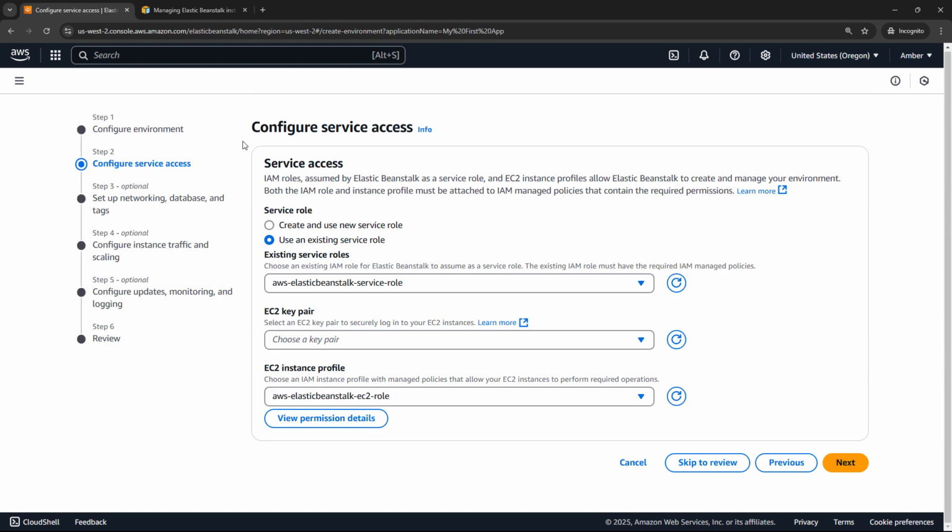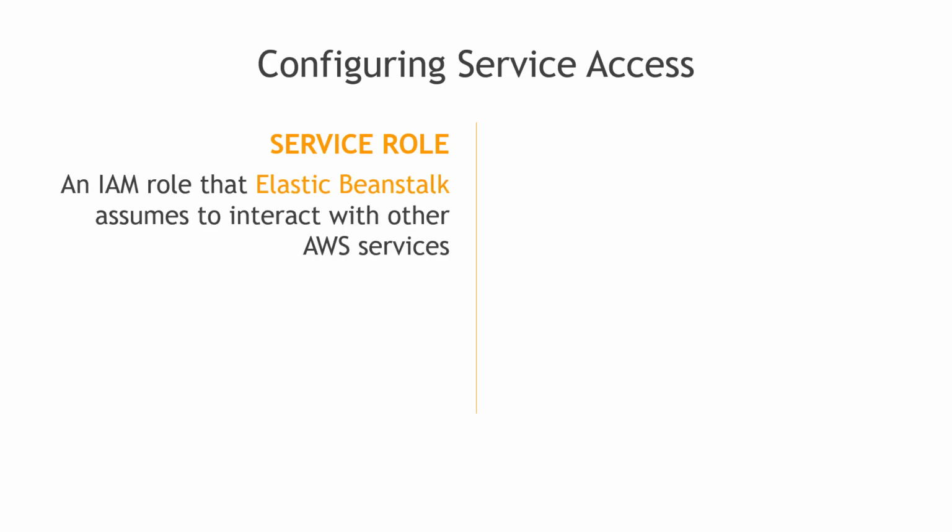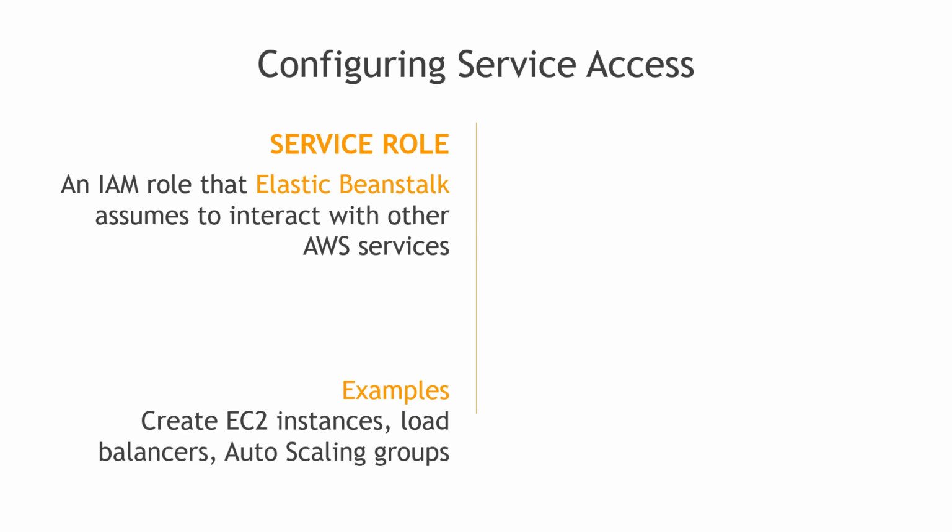Okay, now we need to configure service access. And this is where things can get a little bit confusing. So we need to talk about service role and the EC2 instance profile. The service role is an IAM role that Elastic Beanstalk assumes to interact with other AWS services. So for example, Elastic Beanstalk will need to create EC2 instances and load balancers and auto-scaling groups.